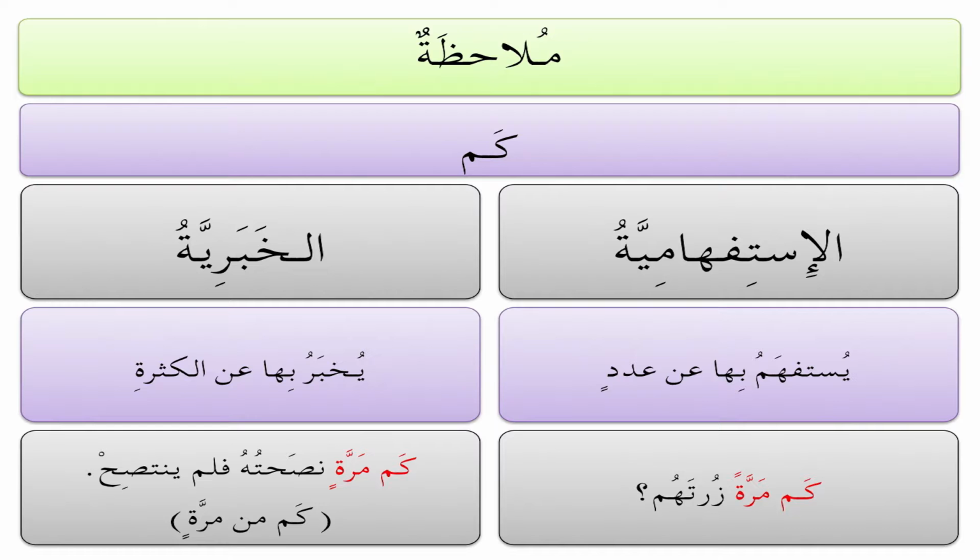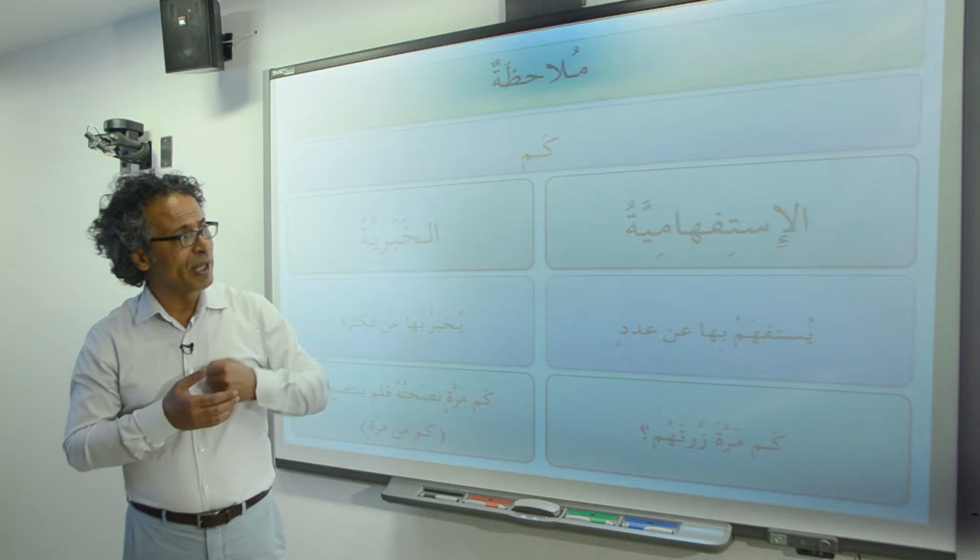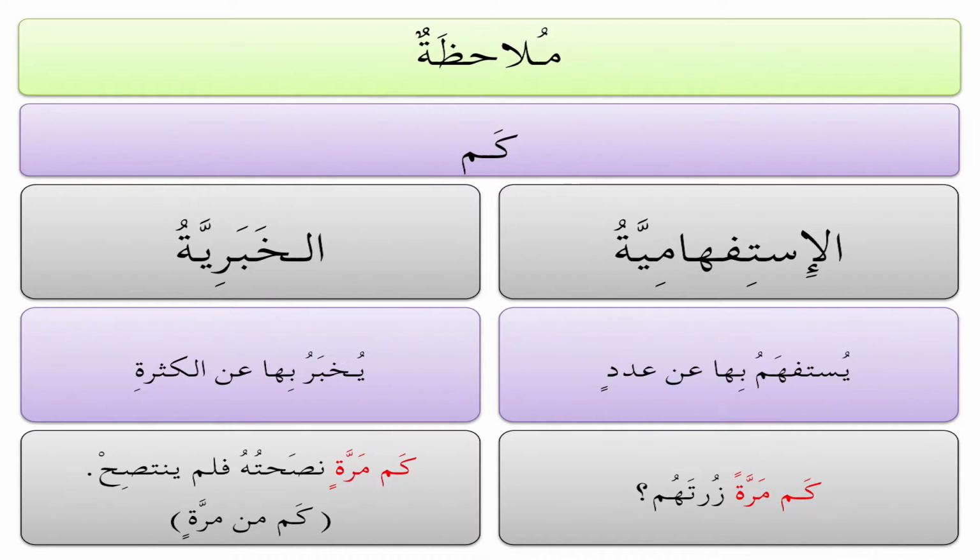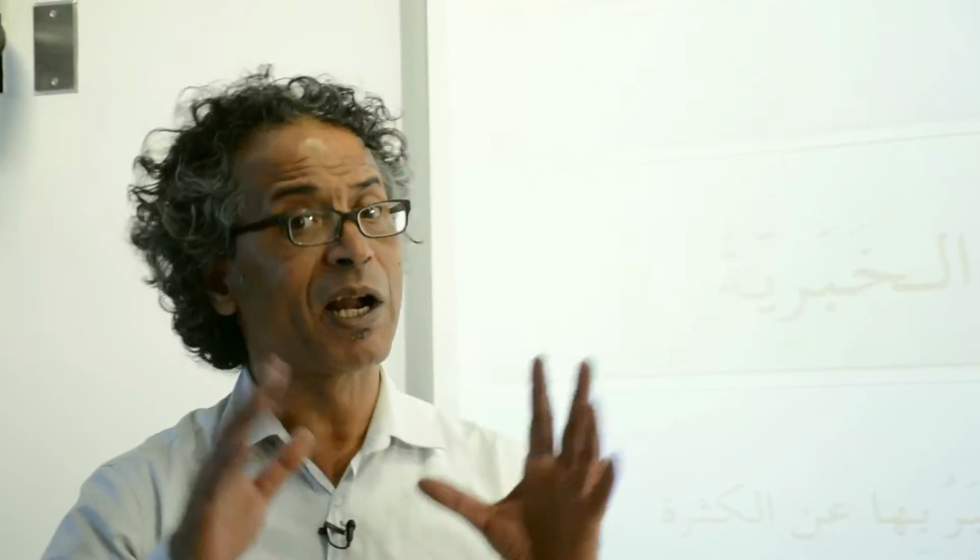ملاحظة عن الكم. Remember that كم was mentioned basically when we talked about number. And there are two types of كم: الاستفهامية والخبرية. الاستفهامية يستفهم بها عن عدده. When you ask كم, you use كم to ask about a specific number of something. كم مرة زرتهم؟ يعني how many times have you visited them? The answer is going to be مرتين, ثلاث مرات, أربع مرات, أو مرة واحدة. So you're asking for a number.